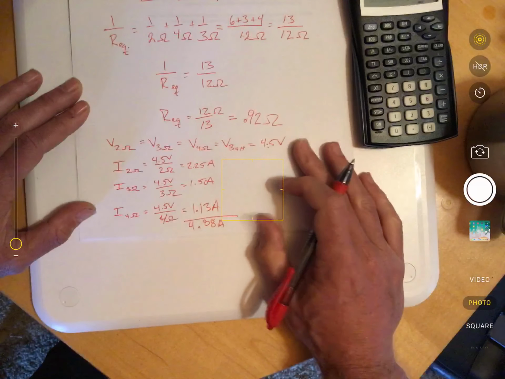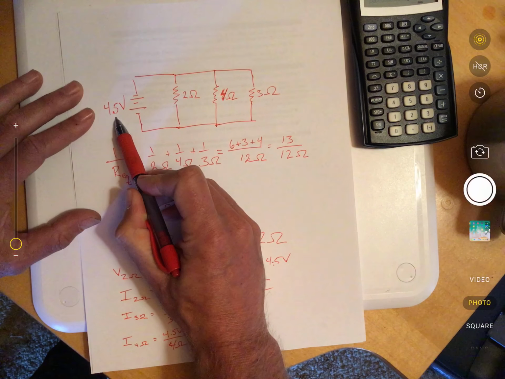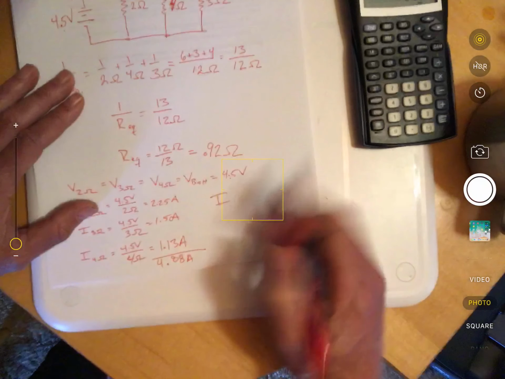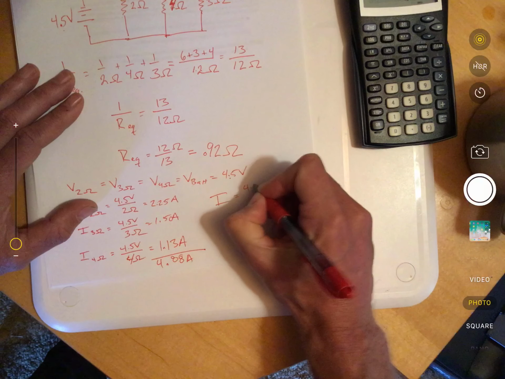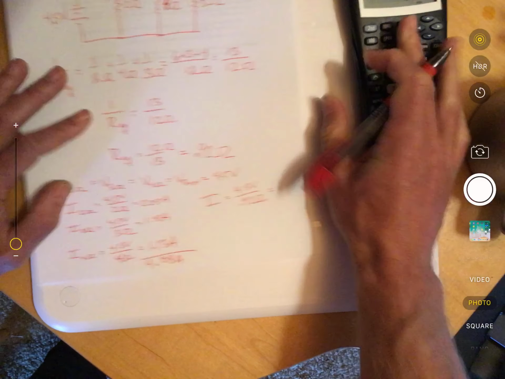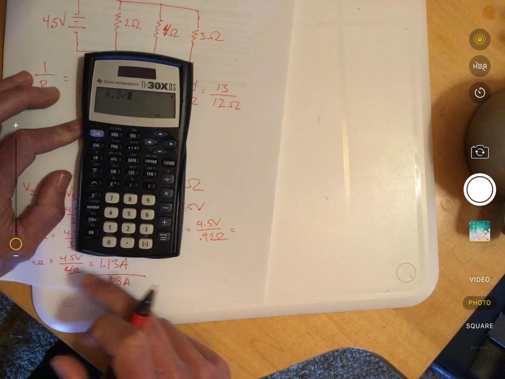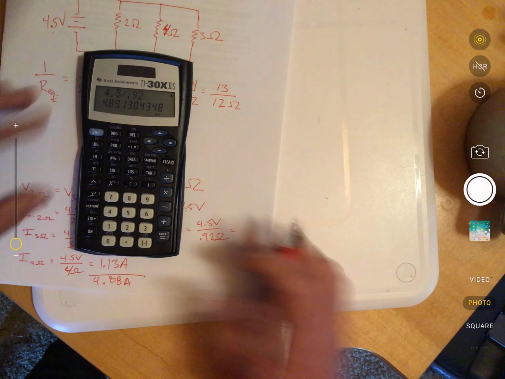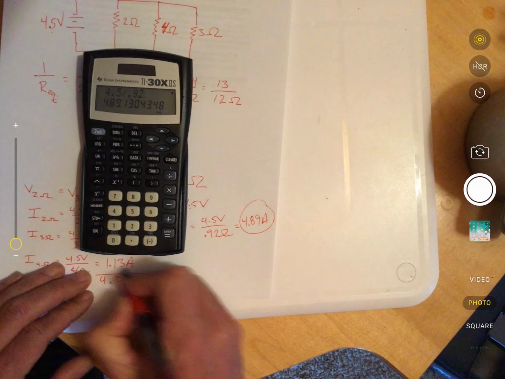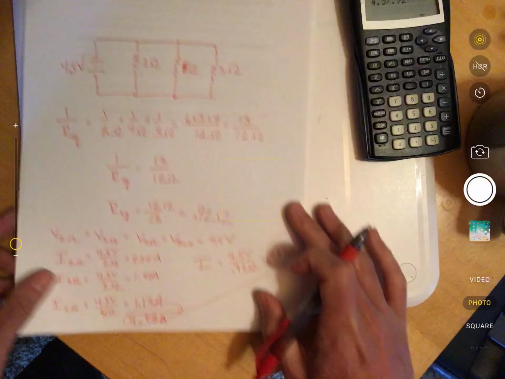Let's just apply Ohm's law to the total circuit. The total circuit has a voltage of 4.5 volts. The equivalent resistance of it is 0.92 ohms. I think I said amps. Going too quickly. So let's see what comes out there. 4.5 divided by 0.92. Look at that. 4.89 amps. So those two numbers are really close to matching up, and that should make sense.